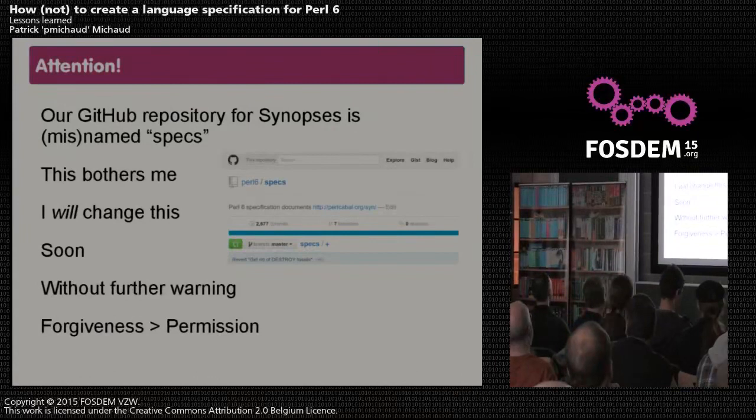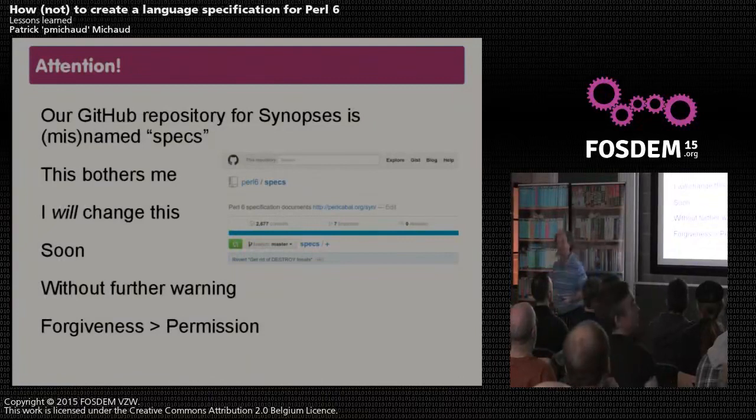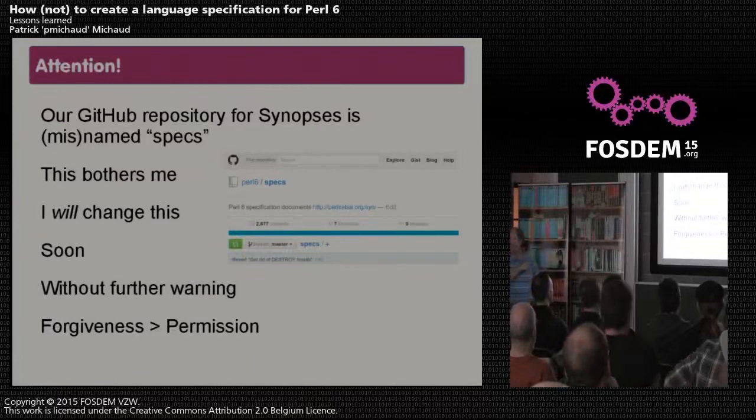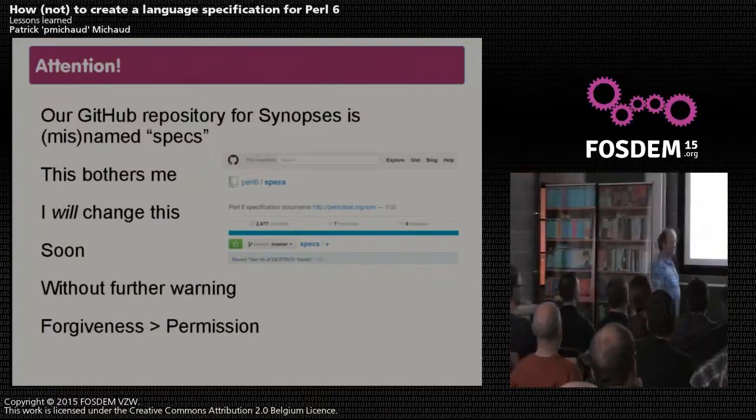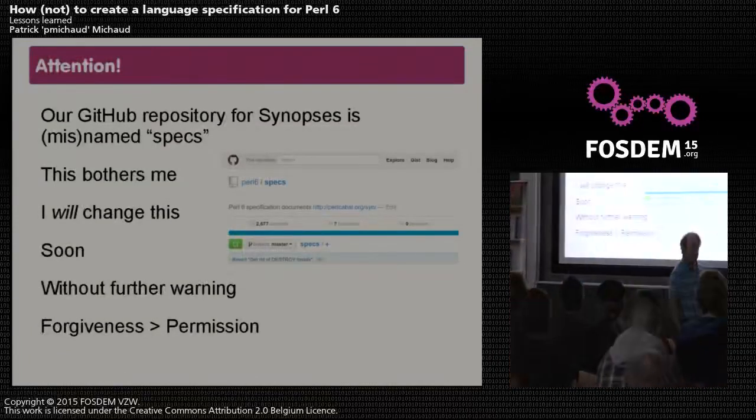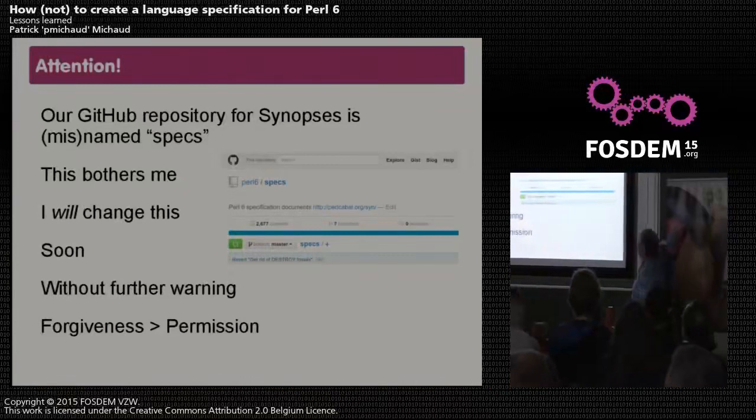Design is fine with me. How about just synopses, right? I mean, you know, I can do synopses. But Specs has got to go. It's wrong and it's confusing for people. So I will do it. I'm not going to give any more advance warning when I'm doing it. And if you don't like it, well, forgiveness is better than permission. So it's going to happen. You can revert my commit if you like, but it's just going to happen.